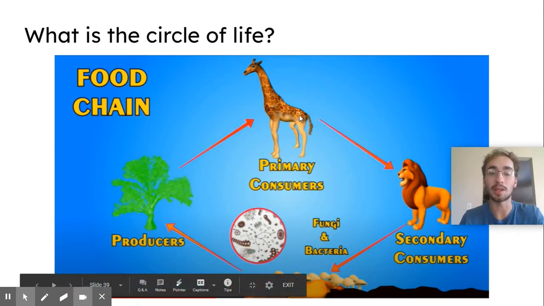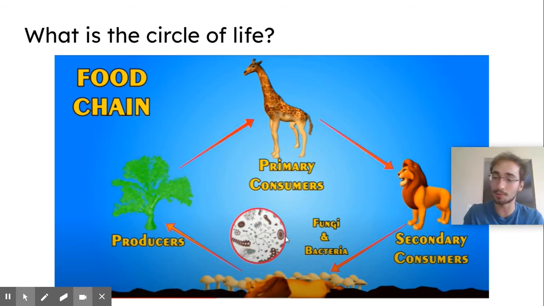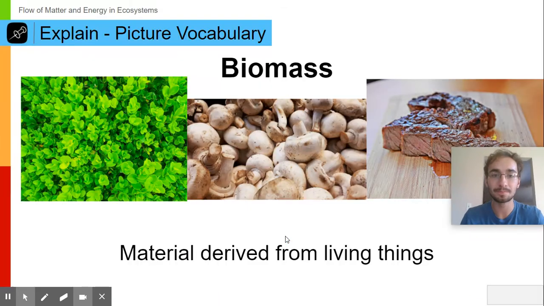Plants make food, animals eat it, and then when animals and plants die, it goes to the fungi and bacteria, only to be going back into the soil for the plants to use again. And then the whole system repeats. That's the circle of life. Please pause the video now and put that in your notes.